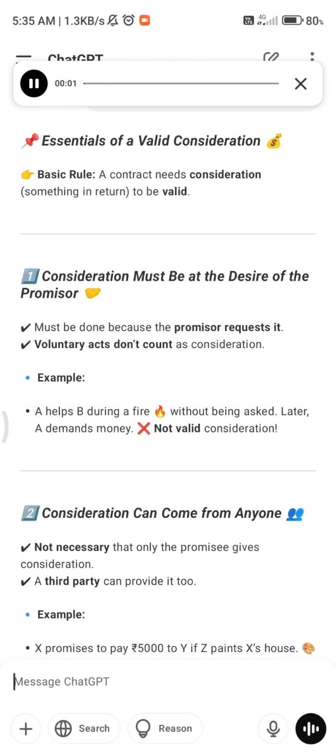Essentials of a valid consideration. Basic rule: a contract needs consideration, something in return, to be valid. 1. Consideration must be at the desire of the promiser. Must be done because the promiser requests it. Voluntary acts don't count as consideration. Example: A helps B during a fire without being asked. Later, A demands money. Not valid consideration.